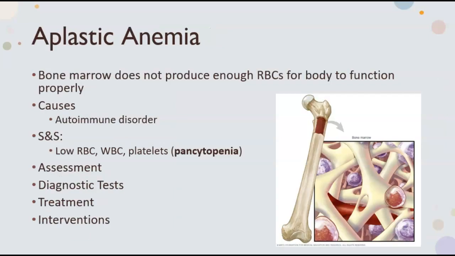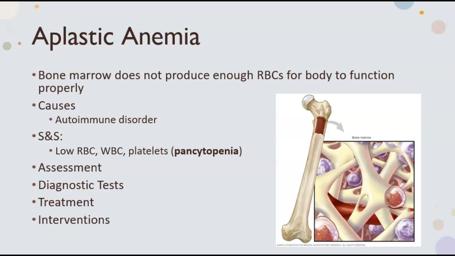Next anemia we'll talk about is aplastic anemia. This is rare but very serious, and this is when the bone marrow does not produce enough red blood cells for the body to function properly. So we know that bone marrow produces red blood cells, white blood cells, and platelets. So patients with aplastic anemia are usually pancytopenic. And that means that all 3 major blood elements, red blood cells, white blood cells, and platelets, are reduced or absent.